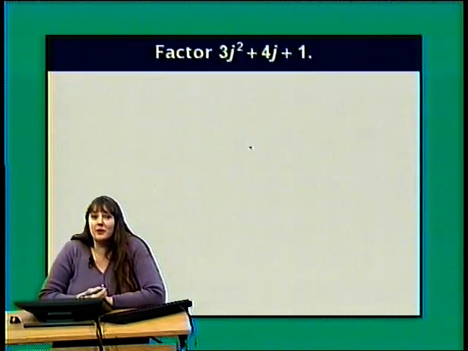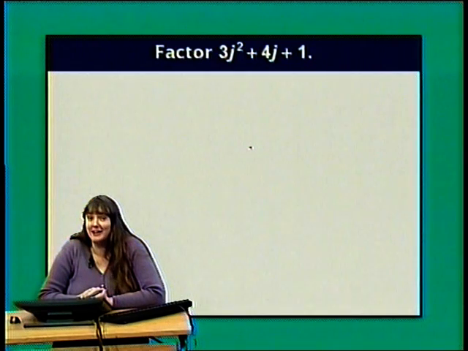Now let's factor 3j squared plus 4j plus 1. Do we see any common factors? 3j squared, 4j, and 1 don't have any common factors, so let's go ahead and think about factoring this into two binomials. Do I want to guess and check, or do I want to use factoring by grouping? Well, looking at that 3 and the 1 at the end there, I think guess and check's probably going to be pretty quick here.